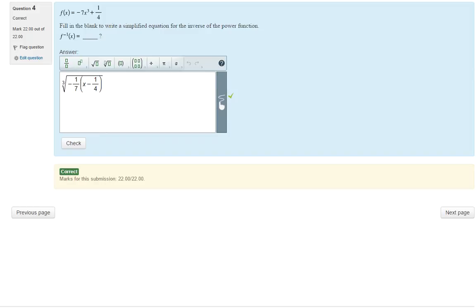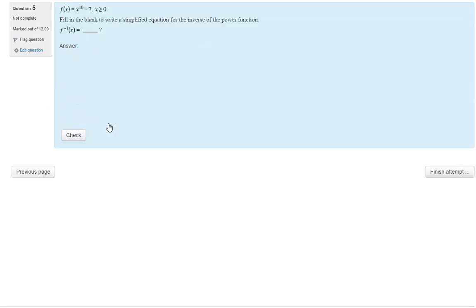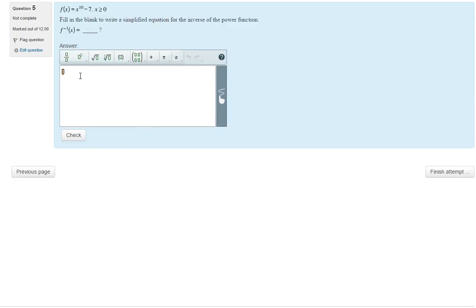Okay, and then last, we've got one that's similar. So this time we start off with y equals x to the 10th minus 7. Now I'm going to add something else to this. I'm actually going to add the domain, because notice up here in the original problem, the domain is given to us as being x is greater than or equal to 0. So the domain has been restricted. We're told that is the domain of the function because that's how we defined it.